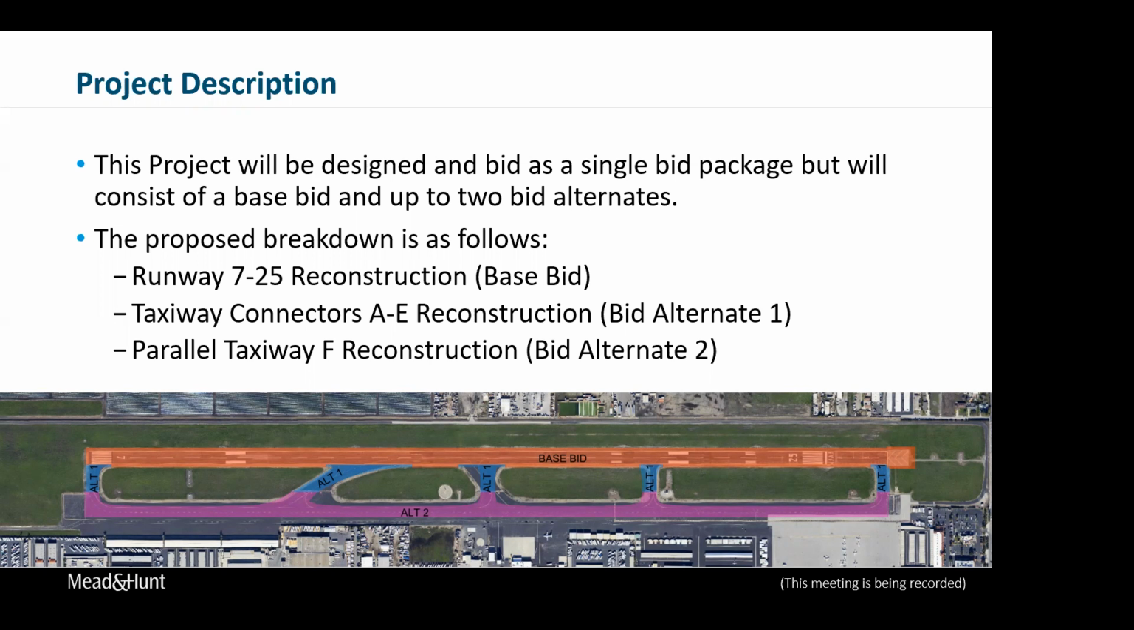And then we have the bid alternate two, which is the parallel taxiway Foxtrot reconstruction. So a little background on the AIP funding side. So once the project, again, we're in the preliminary design stage.